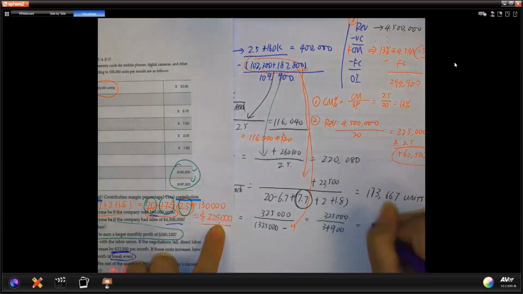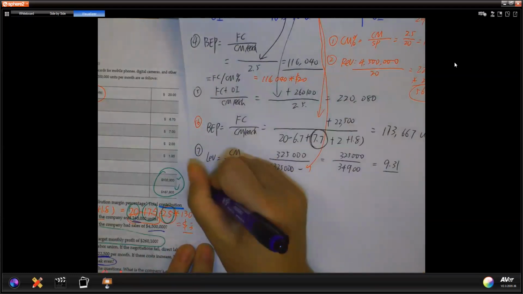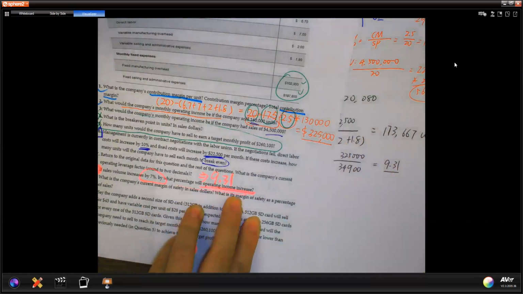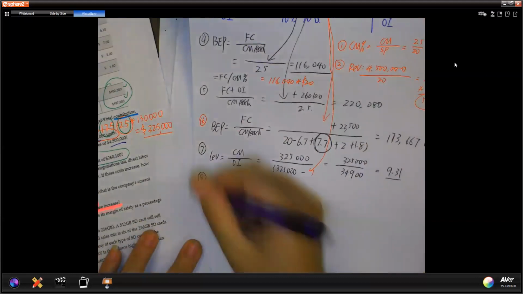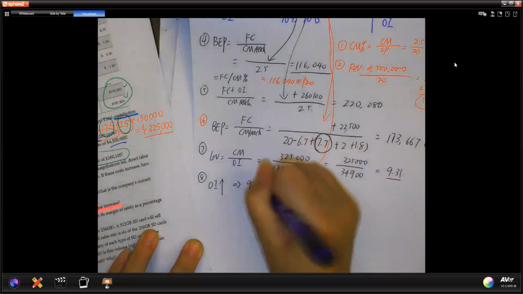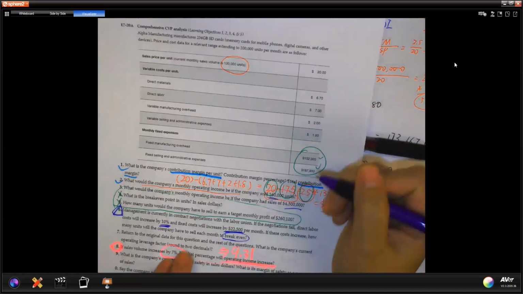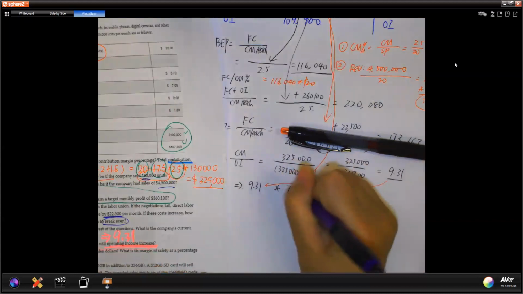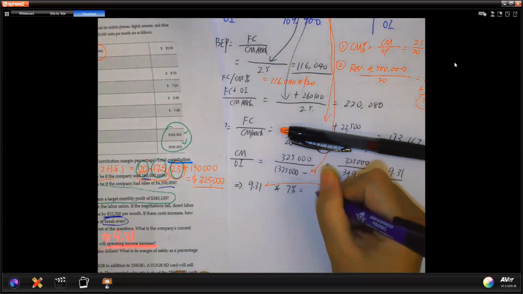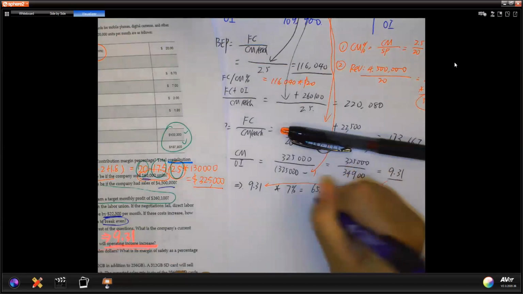So that gives you 9.31. So you get a factor of 9.31. Okay, so next one, question 8, talking about if your volume changed by 7%, how will that change your operating income? So your operating income will increase by your factor 9.31, which is from here, times your change of volume, 7%. So your operating income will increase by 65.2%.